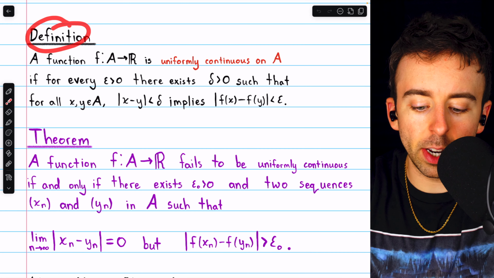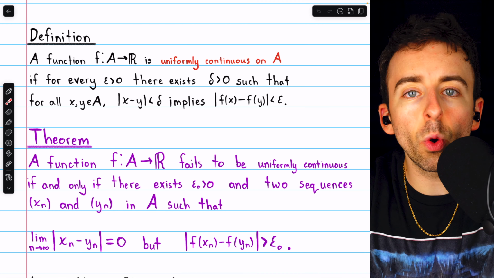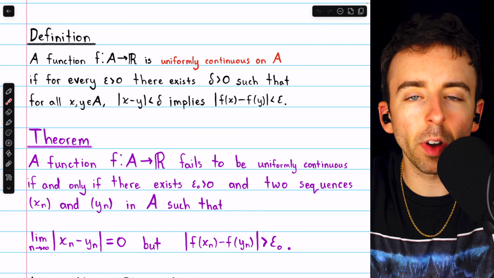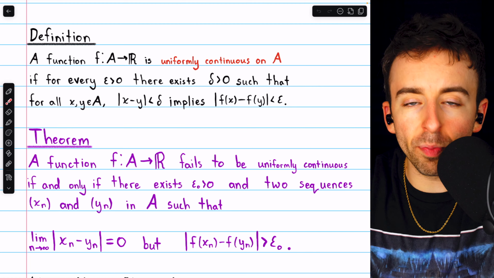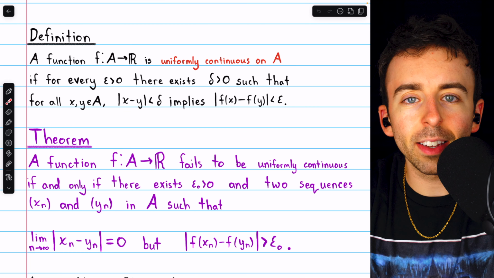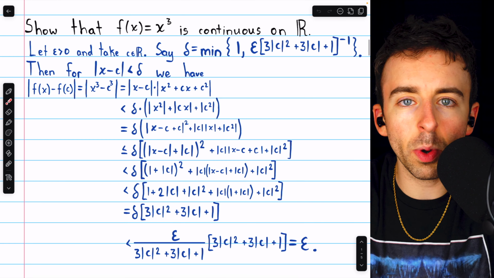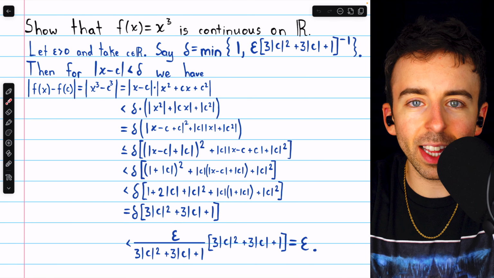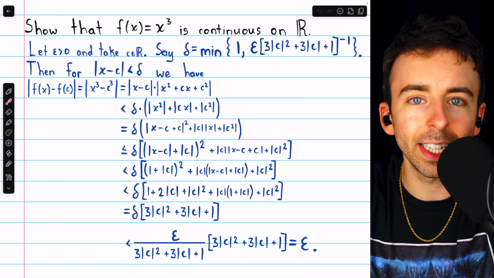Here is the definition of uniform continuity and a theorem giving us a sequential criterion for a function failing to be uniformly continuous. We've previously introduced these things, links in the description. Today we're going to get some practice with these concepts by showing that x cubed is continuous on the reals, but then using that sequential criterion to show that it isn't uniformly continuous.